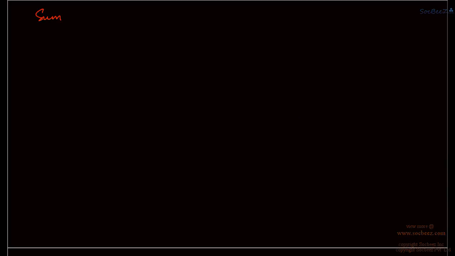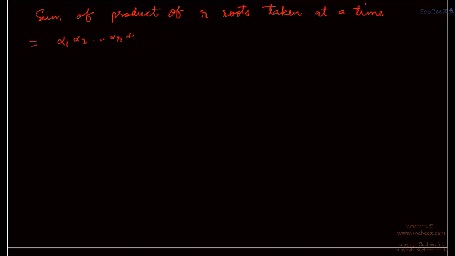Similarly, sum of product of r roots taken at a time, right? So this will be equal to say alpha 1, alpha 2 till alpha r. Similarly, alpha 1, alpha 2, instead of alpha r, I take alpha r plus 1 this time. Like this, you will have a lot of combinations where you are taking the product of r roots, taking all possible combinations. This will be equal to, now this is the important part, minus 1 power r a n minus r by a n.